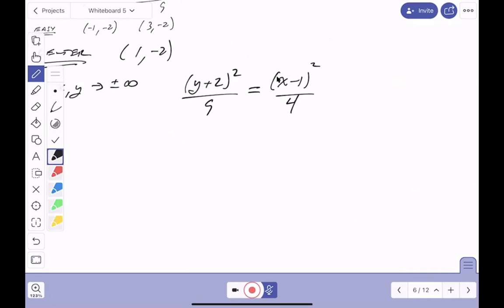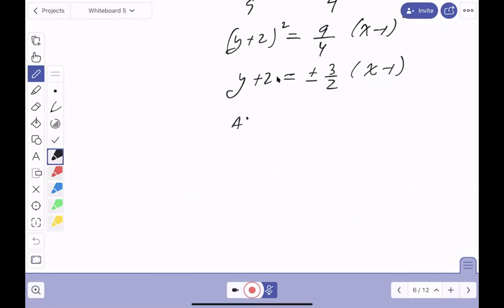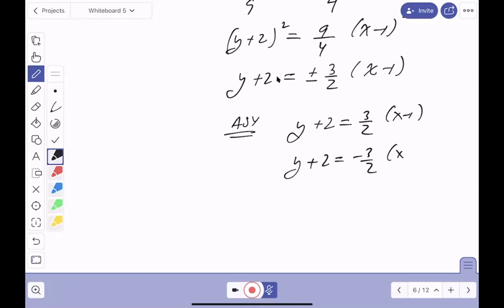What do I do now? Well, I'll write this down. It's y plus 2 squared over 9 equals 4 x minus 1 squared. We're looking for asymptotes, by the way. What do I do now? Square root rule. What do you get? y plus 2 equals plus or minus 3 over 2 times x minus 1. There are two asymptotes now. They're linear asymptotes. What's it going to be? y plus 2 equals 3/2 times x minus 1, and y plus 2 equals minus 3/2 times x minus 1.